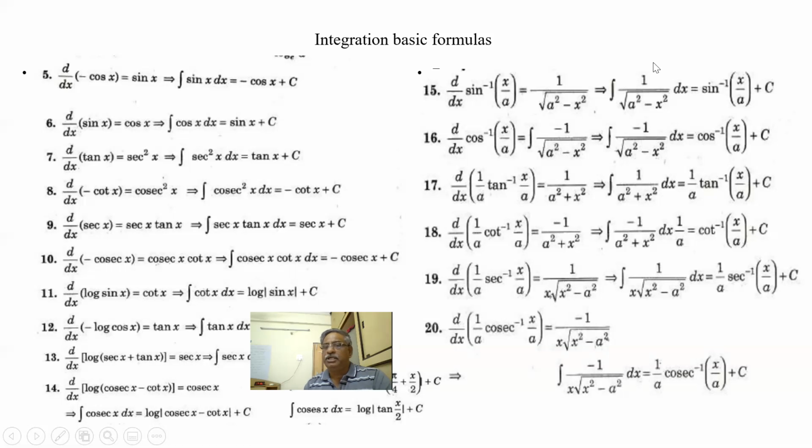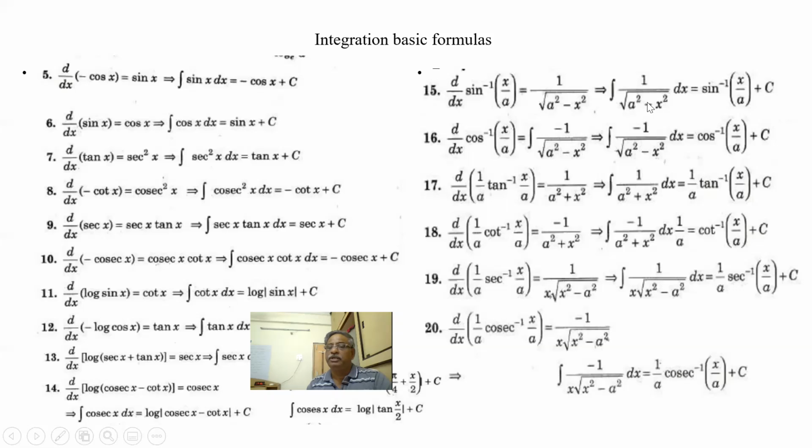So integration of 1 by root of a square minus x square is equal to sin inverse x by a. Minus 1 is cos inverse, under root. If root is not there, tan inverse will come into the picture. If the root is there, it is because of sin theta. A square minus a square sin square theta, a will come out. So 1 minus sin square theta, that is cos theta.